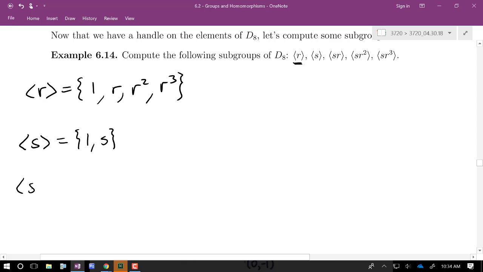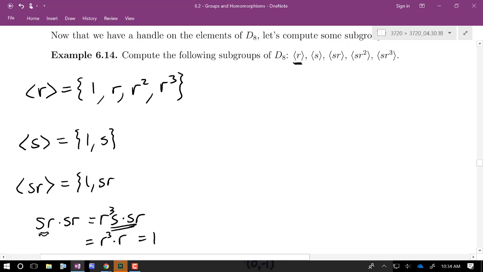SR, if we compose SR with itself, SR times SR, well, let's say we flip these guys and we get R cubed S times SR. S times S is 1. So we get R cubed times R. And that's 1. So it looks like this just has 1 and SR.